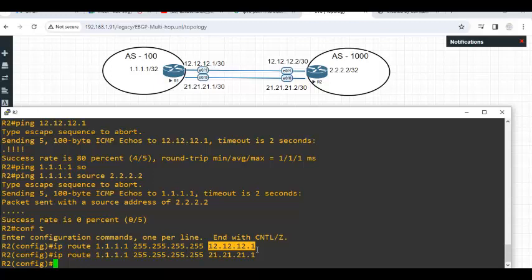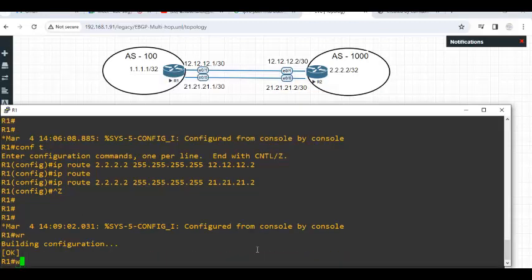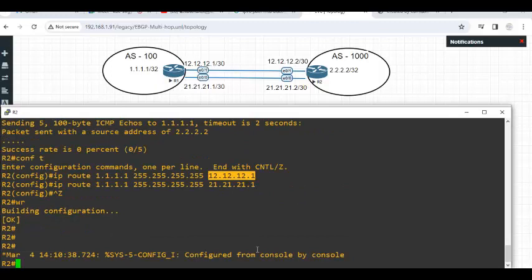Now, after writing the static route, let's try pinging. Earlier, this ping was not happening, but now I'm expecting it to work. It's happening. So the very first basic criterion is met: reachability.